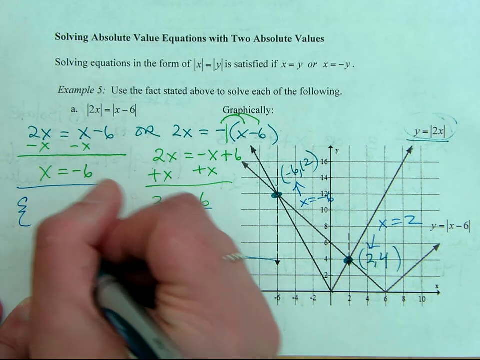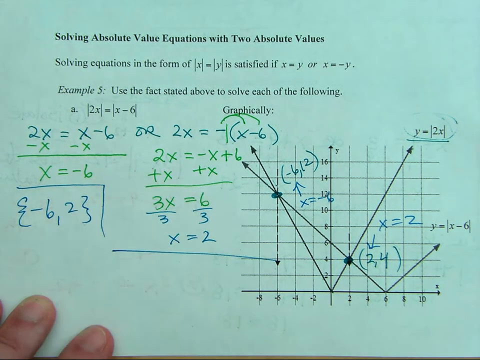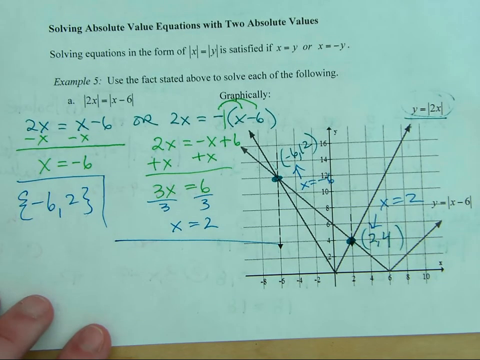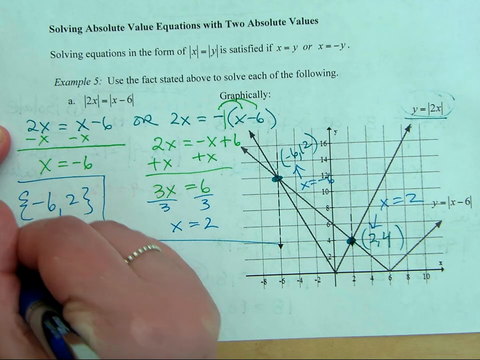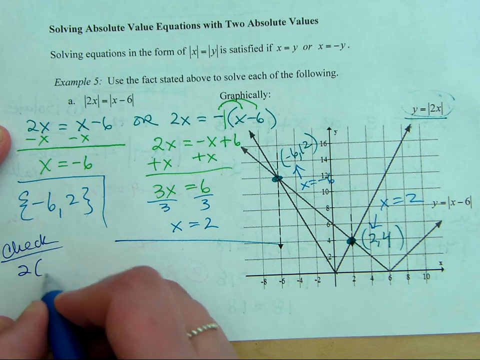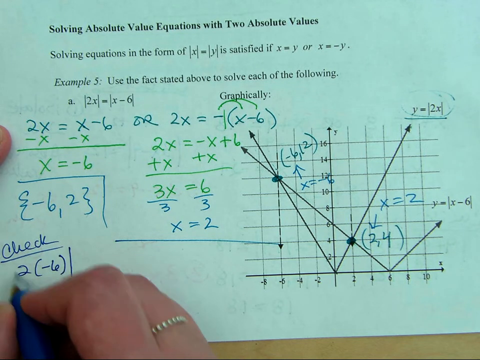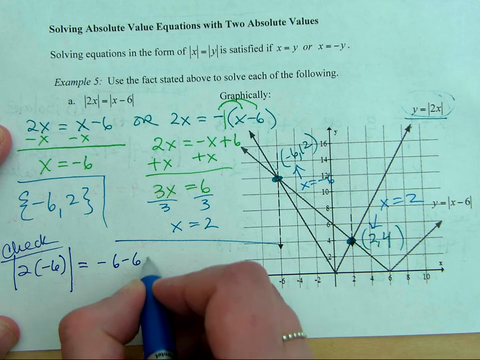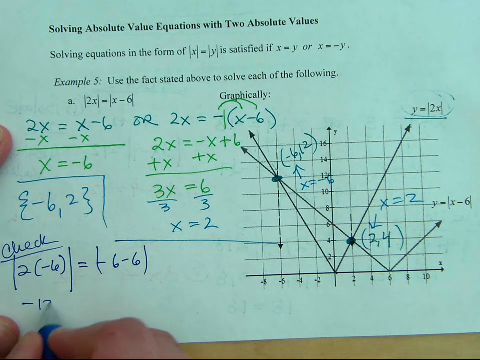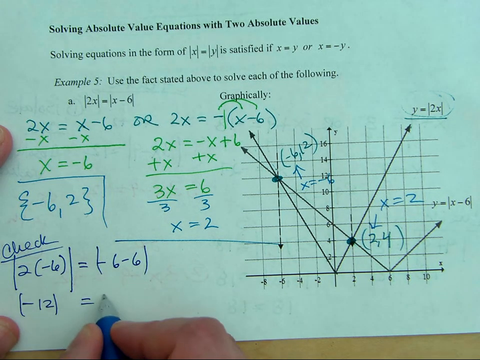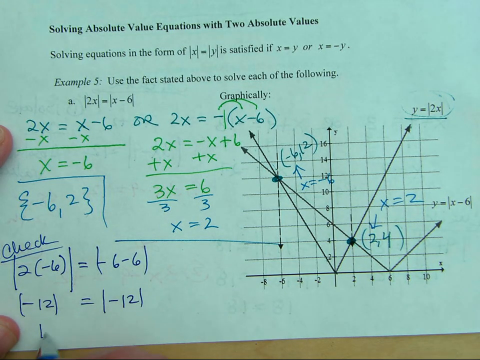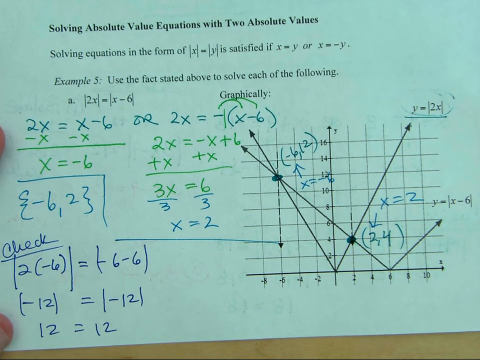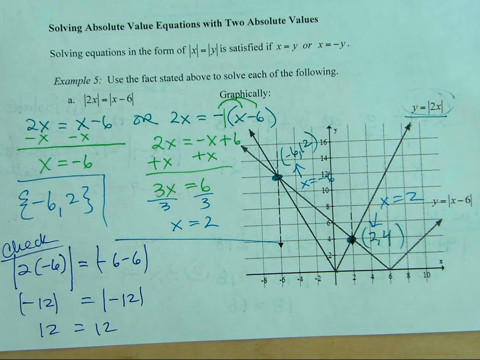So I can put that in set notation. Negative 6 and 2 are my solutions. But how do I really know that they're correct? I would check. So the check would look like this. Take them one at a time. The absolute value of 2 times negative 6, is that equal to the absolute value of negative 6 minus 6? So we have negative 12 equals negative 12, and 12 equals 12. So I checked one of my solutions, and I should go ahead and check the other one.